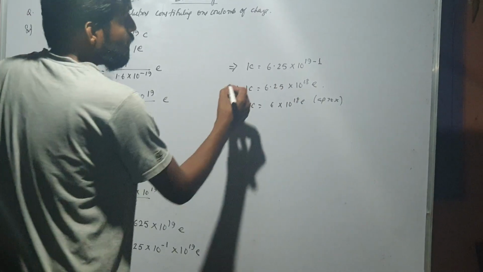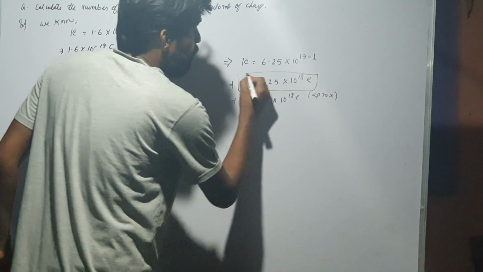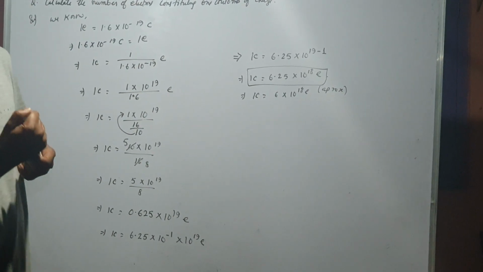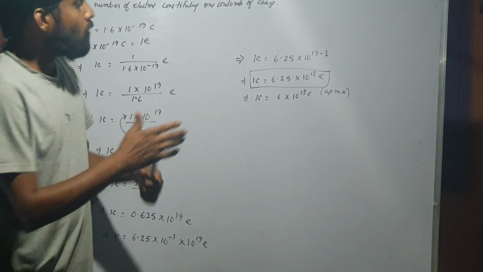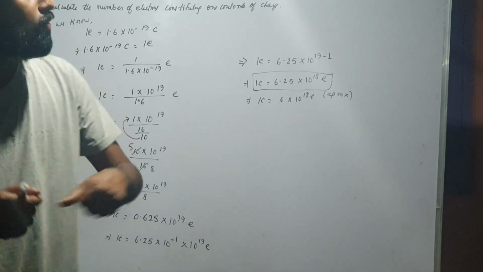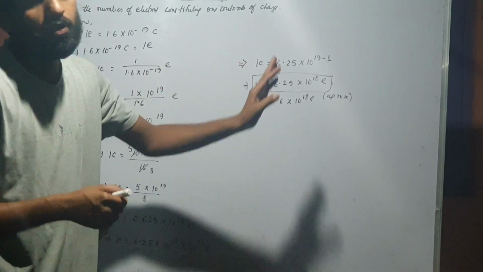But remember, sometimes in the exam, they give this value. They might write, 1 coulomb is equal to how many electrons, and they might give you some values here. In that time, they don't use this 6. They use 6.25. Remember your 6.25 also. Remember your 6 also.